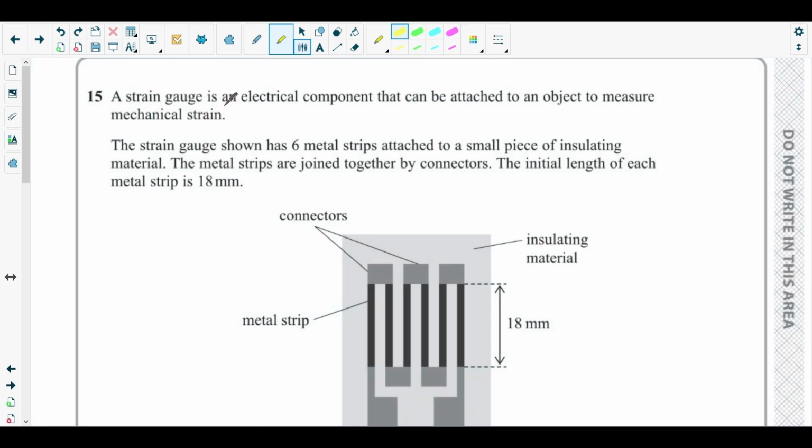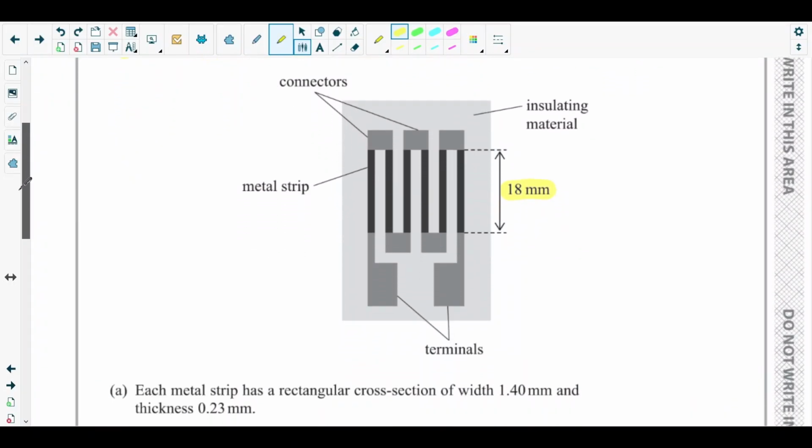The question says a strain gauge is an electrical component that can be attached to an object to measure mechanical strain. The strain gauge shown has 6 metal strips attached to a small piece of insulating material. The metal strips are joined together by connectors. The initial length of each metal strip is 18 millimeter. So the length of each of the metal strips is 18 millimeter.